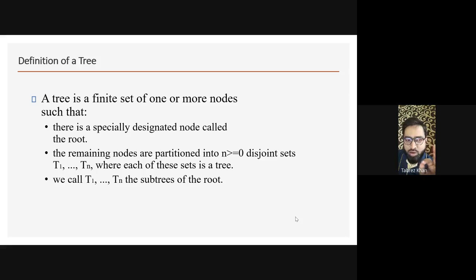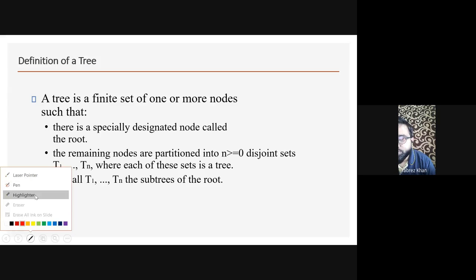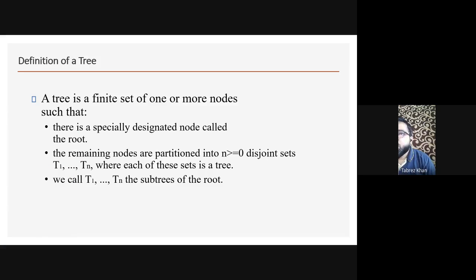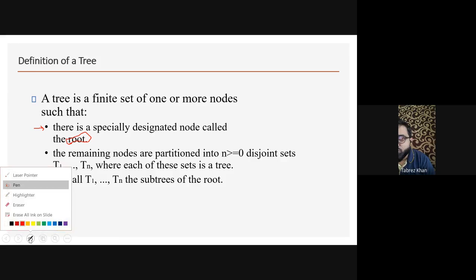A tree is a non-linear data structure, that is to be clear. After that, we say that a tree is a finite set of one or more nodes such that, first, there is a very important point: there is a specially designated node called the root.